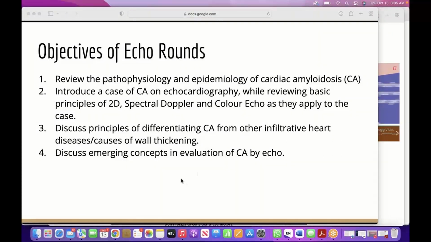I wanted to start by very briefly reviewing the pathophysiology and epidemiology of cardiac amyloid, just so we have a base to discuss the echo. I wanted to then introduce a case of cardiac amyloid on echo and review basic echo principles relating to that case. I wanted to discuss principles of differentiating cardiac amyloid from other infiltrative heart diseases, and specifically other causes of myocardial wall thickening. Then finally discuss emerging concepts in the evaluation of cardiac amyloid by echo.